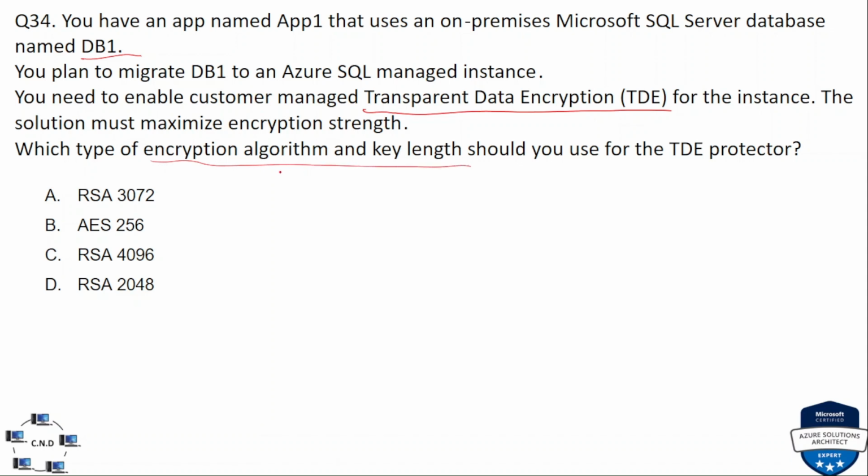So you are talking about the encryption algorithm and its key length, and the options are A. RSA3072. So that's the first part is the encryption algorithm, and this number is the key length. B. AES, that is advanced encryption standard 256.